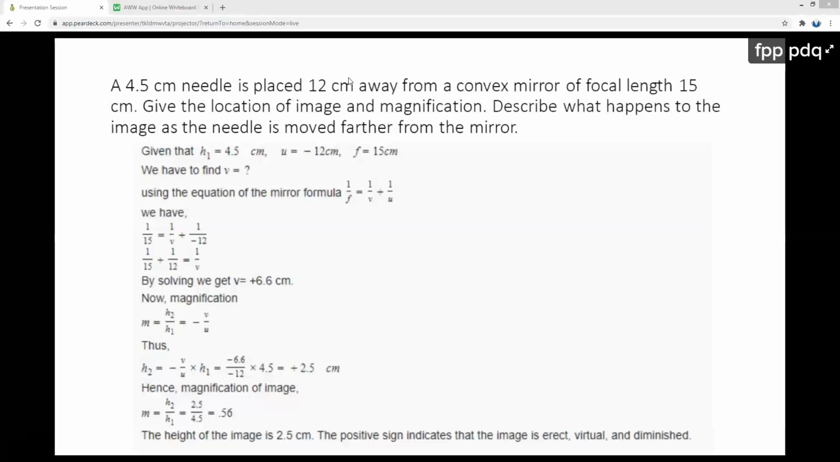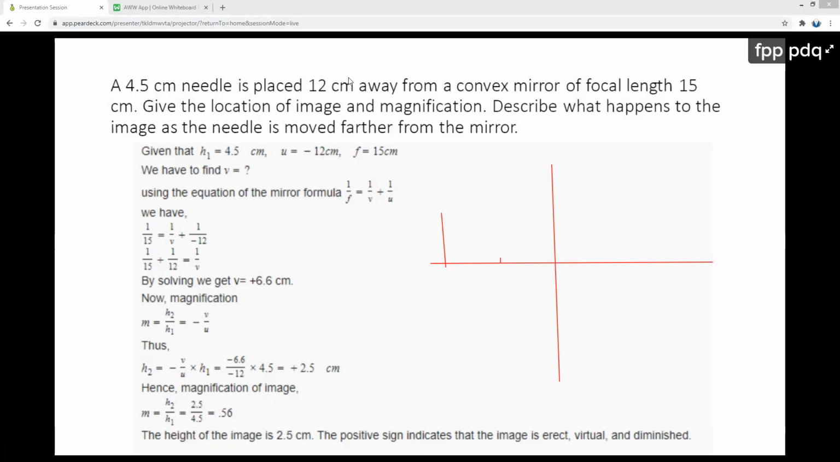Okay, this is the mirror here. A 4 centimeter needle is placed 12 centimeter away from a convex mirror. The needle is here. Focal length is here, 15 centimeter. Give the location of the image and magnification. Describe what happens to the image as it is moved further away from the plane.